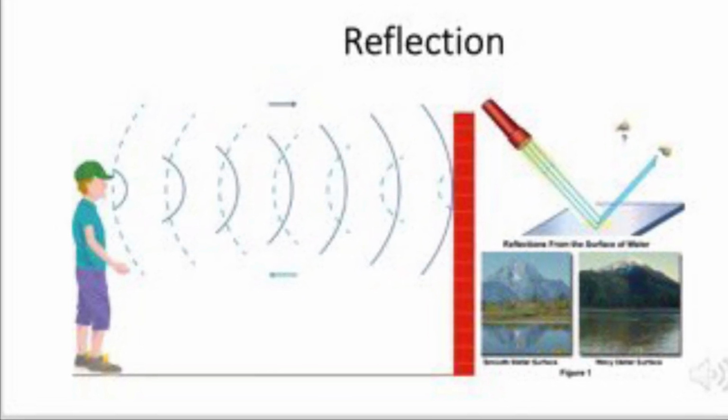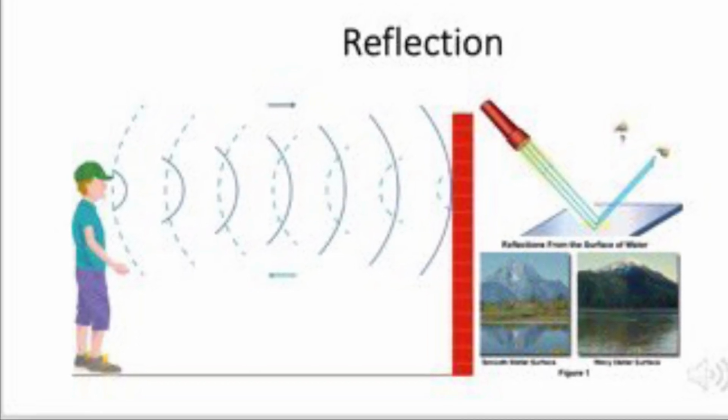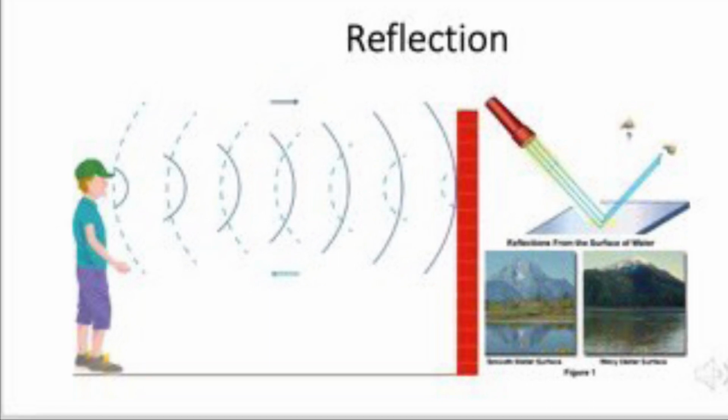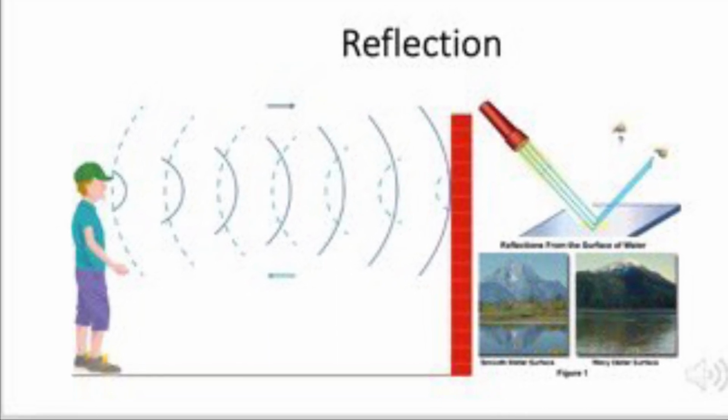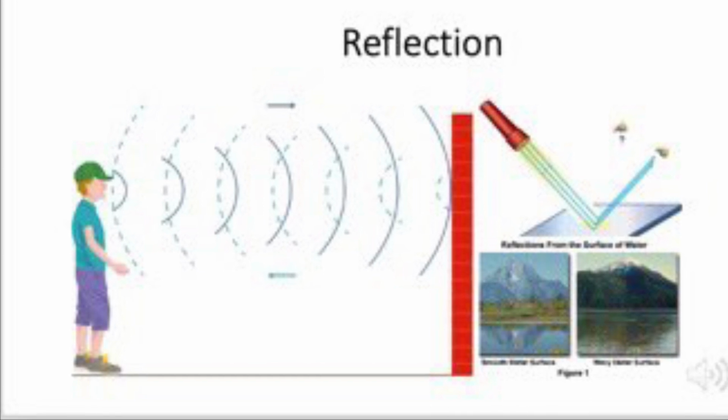When a wave collides with a surface or barrier that does not absorb all of the wave's energy, it bounces back or reflects. All types of waves can be reflected. For example, reflections of sound waves are called echoes and are used to help animals learn about their environments.